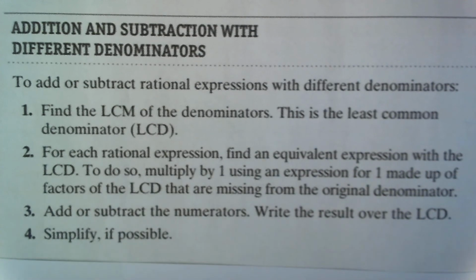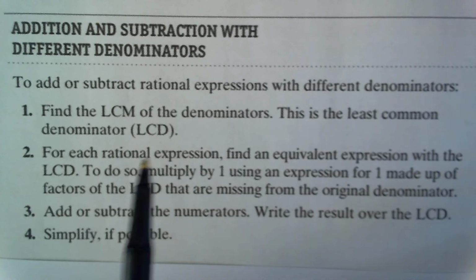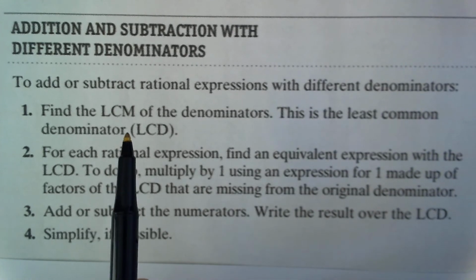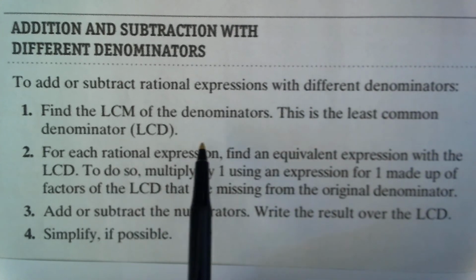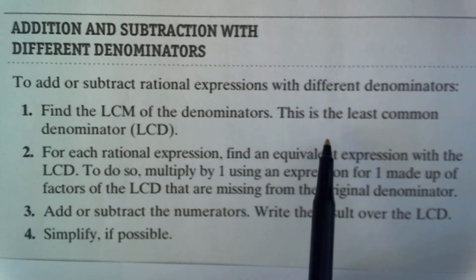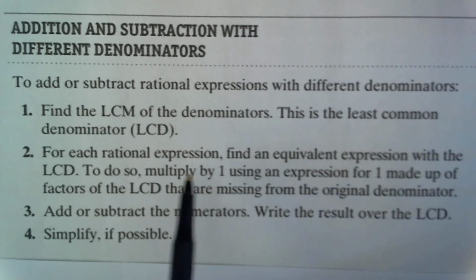Next, we'll be covering the addition and subtraction of rational expressions with different denominators. So to add and subtract rational expressions with different denominators, it's a 4-step process. You find the LCM, the least common multiple of the denominators. This is the least common denominator also.